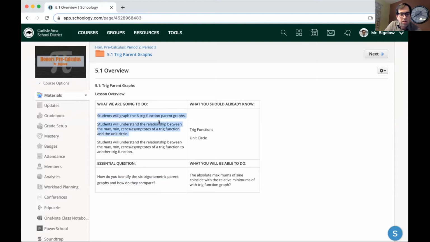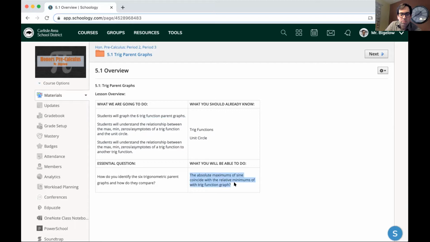You will understand the relationship between the max, min, zeros, asymptotes of a trig function in the unit circle. And you will understand the relationship between the max, min, zeros, and asymptotes of a trig function to another trig function. You already know a lot about trig functions and about the unit circle, so this just continues to build on that knowledge. And by the end of this lesson, you'll be able to answer a question like this.